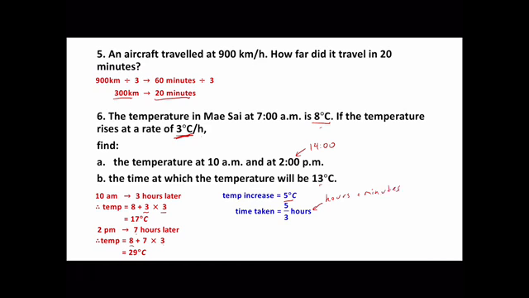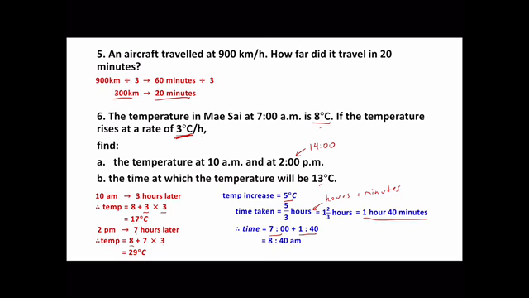Okay, we need to turn that into hours and minutes. So 5 over 3 is 1 2/3, which is 1 hour and 40 minutes. Okay, 2/3 of an hour is 40 minutes. So the time it will actually be 13 degrees will be 7 a.m. So that's when it was 8, plus the 1 hour 40. So add 140. We get 8:40 a.m.